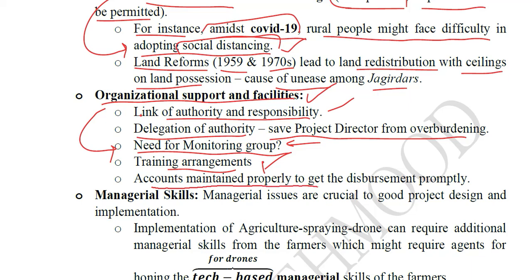Accounts should be maintained properly to get the disbursement promptly. If the organization maintains the accounts, the disbursement will be done on time and there will be no delays, because financial delays can hinder the project from getting completed on time. So accounts should be updated so that the transactions and the disbursements are done on time and the project is not delayed.